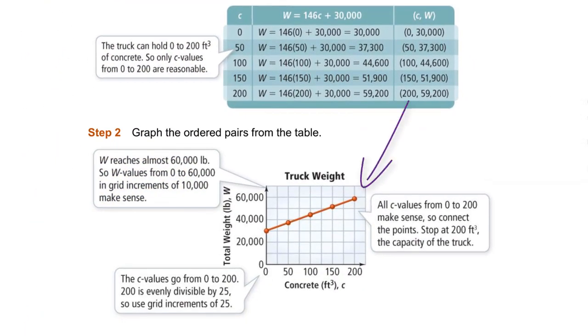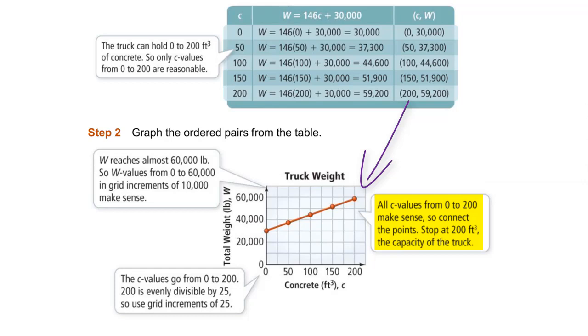Step 2, graph the ordered pairs from the table. Well, we know W reaches almost 60,000 pounds, so W values from 0 to 60,000 in grid increments of 10,000 make sense. This is making the best use of the space on our graph. The C values go from 0 to 200. 200 is evenly divisible by 25, so we'll use grid increments of 25, again making the best use of our graph. All C values from 0 to 200 make sense.